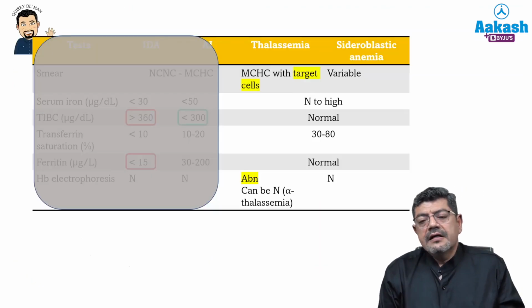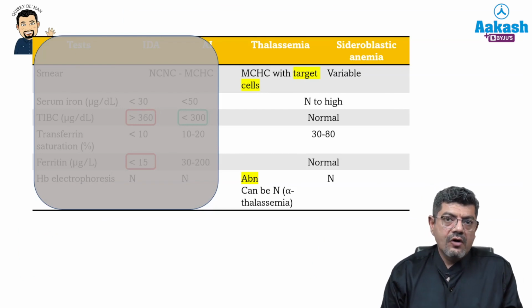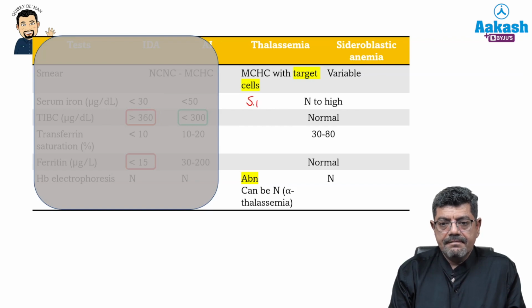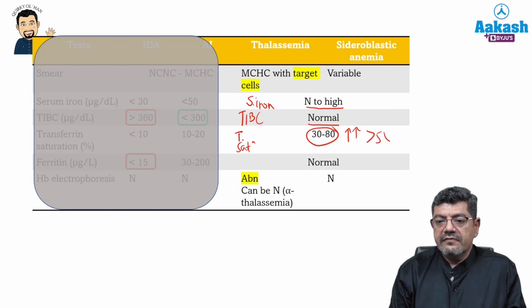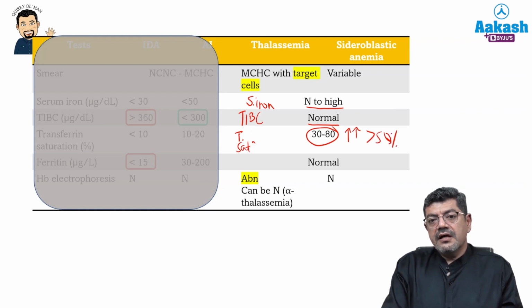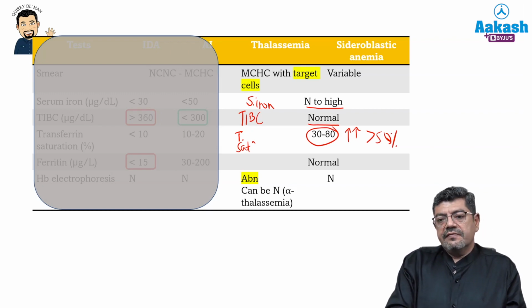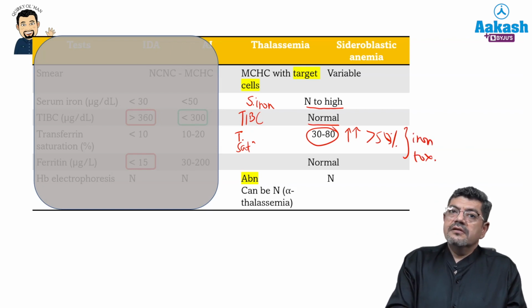Okay, fine. Going to the other two entities that we have not discussed yet, sideroblastic anemia and thalassemia. Again, you will notice the serum iron in both of them is normal to high. The total iron binding capacity in both is normal. The transferrin saturation is high. When this is more than 50%, it implies that there will be a high delivery of iron to non-erythroid tissues, right? So this is reflective of possible iron toxicity to epithelial tissues, right?